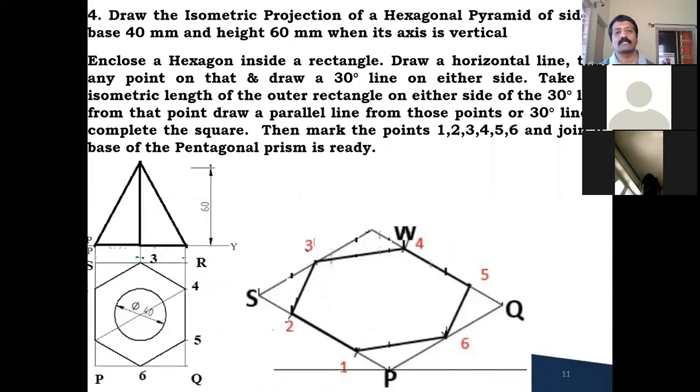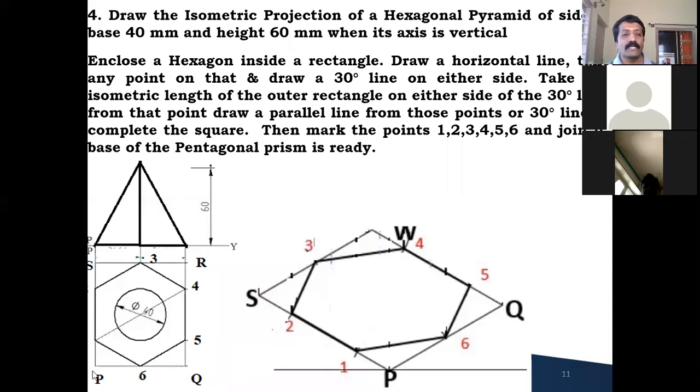Now let me start the isometric projection of the hexagon pyramid. First I'll draw a horizontal projector line like this, and I identify any one point. I'll call that point P. Now I'll draw the 30-degree line on either side of this point. After drawing these, I'll measure the P to Q distance and convert that into isometric scale. From P, I'll cut this right side 30-degree line, and I'll call that point Q.